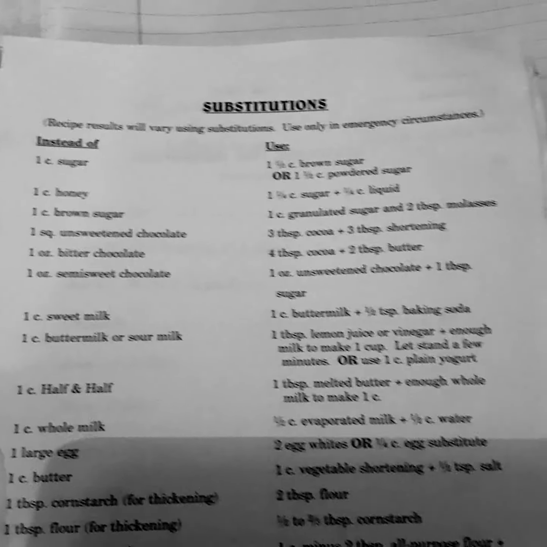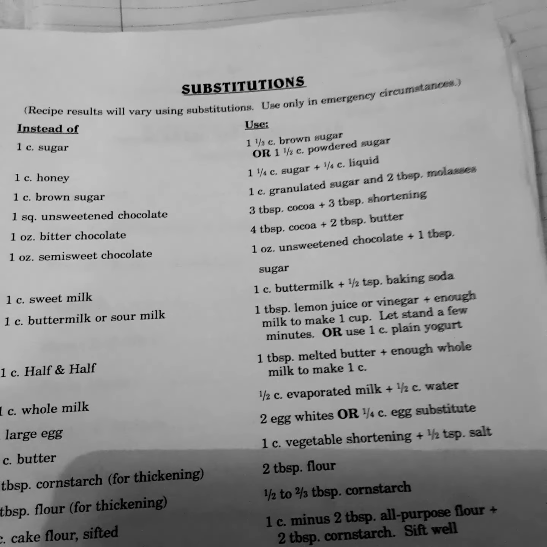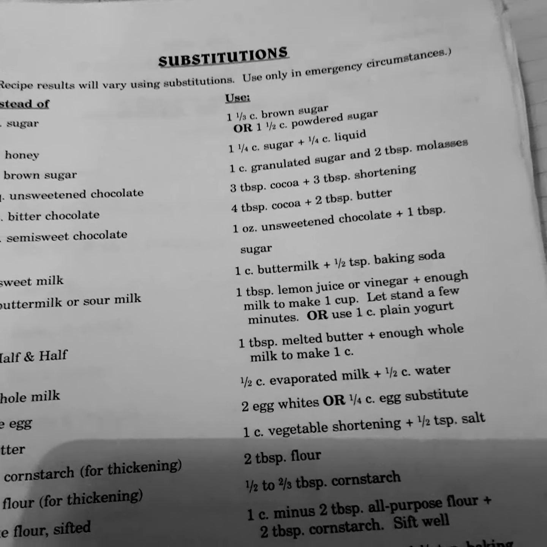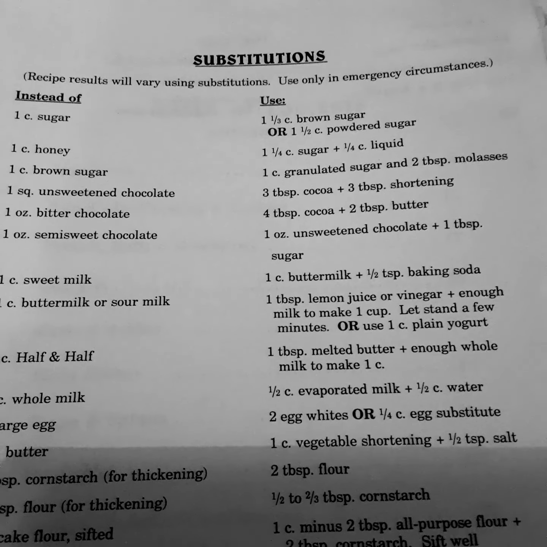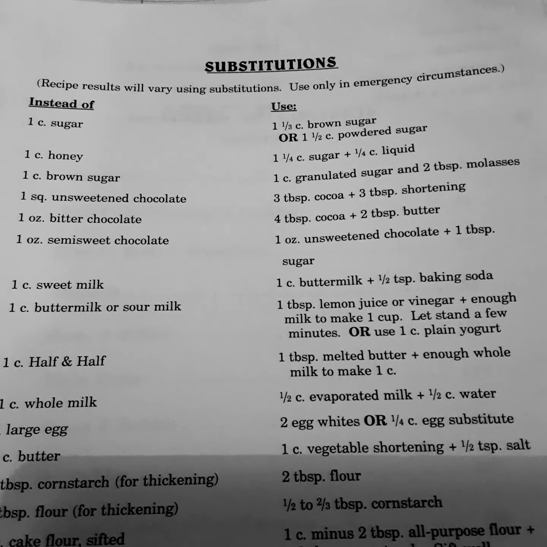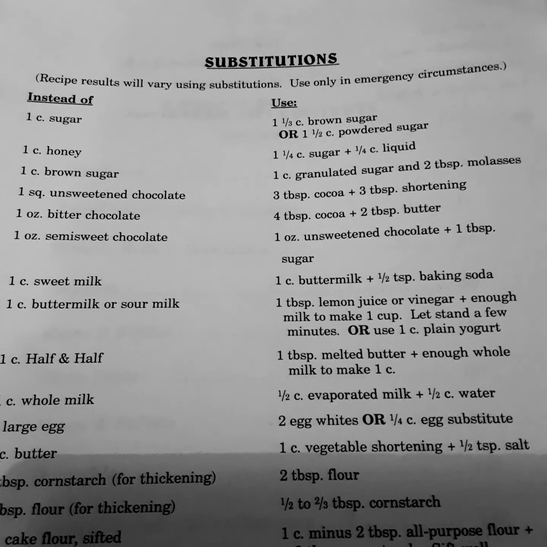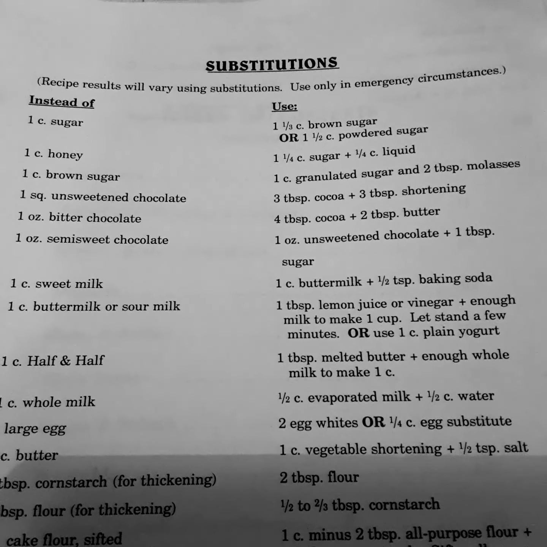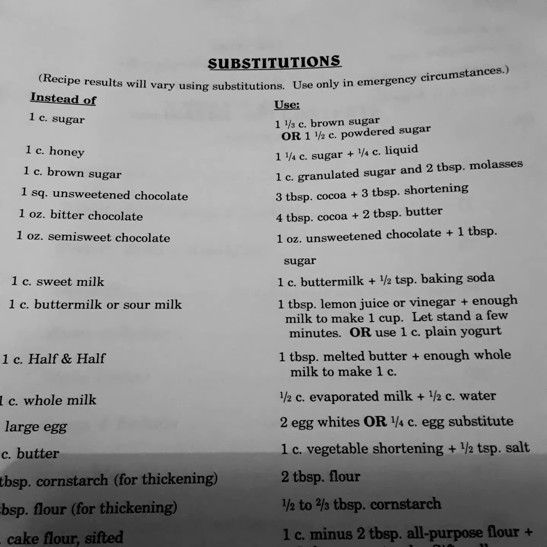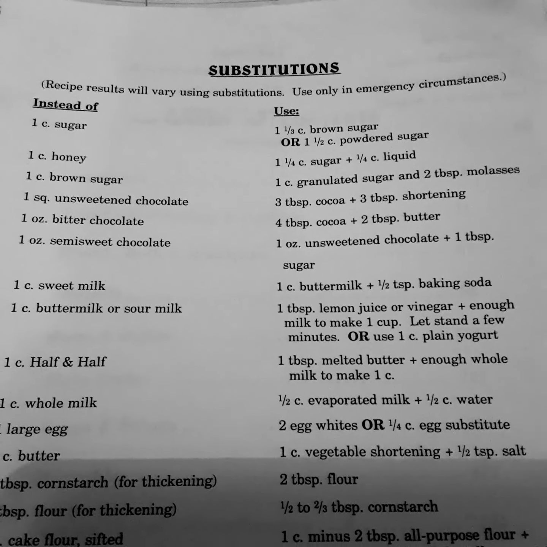Instead of 1 cup of white sugar, use 1½ cups of brown sugar, or 1½ cups of powdered sugar. For 1 cup of honey, use 1 1/4 cup of sugar plus 1/4 cup of liquid.